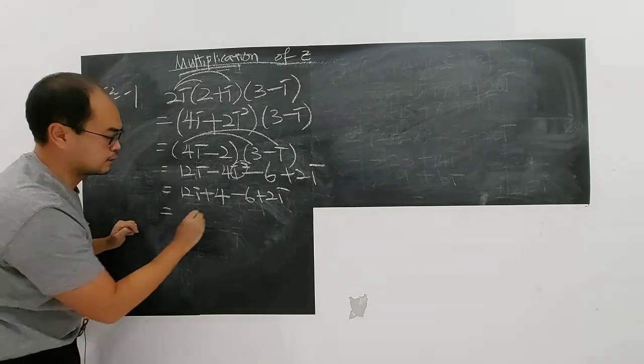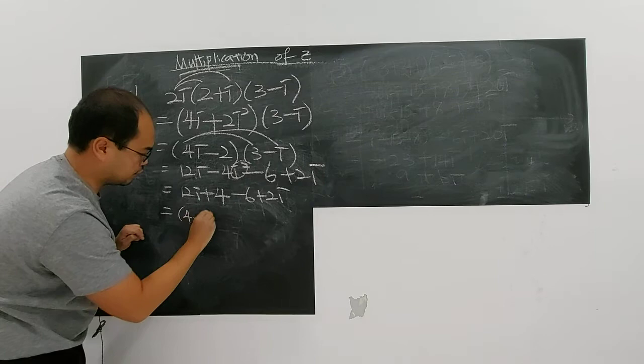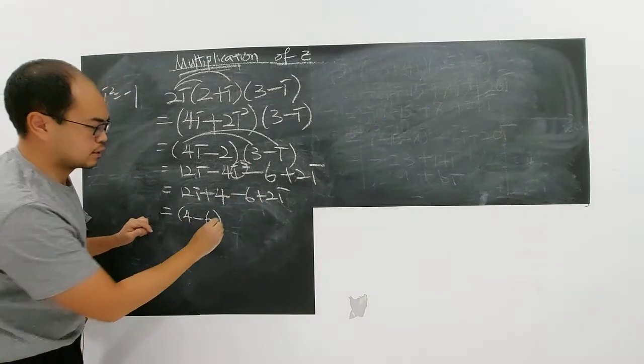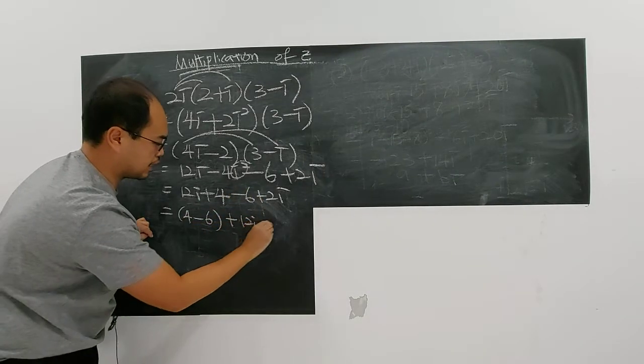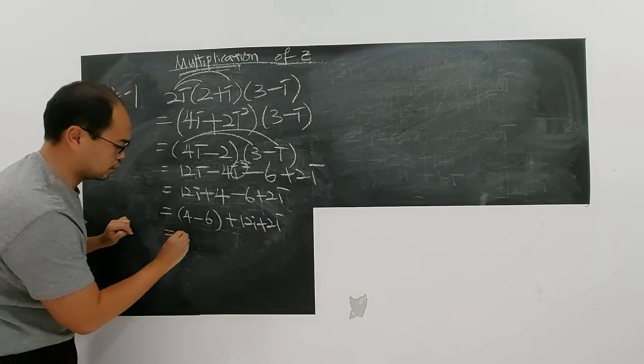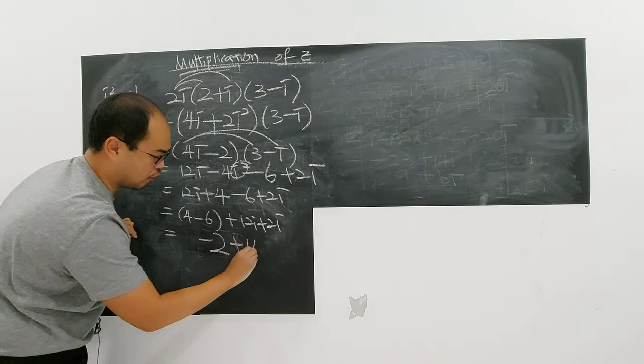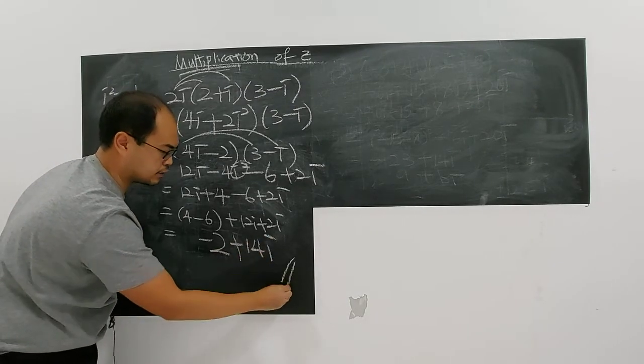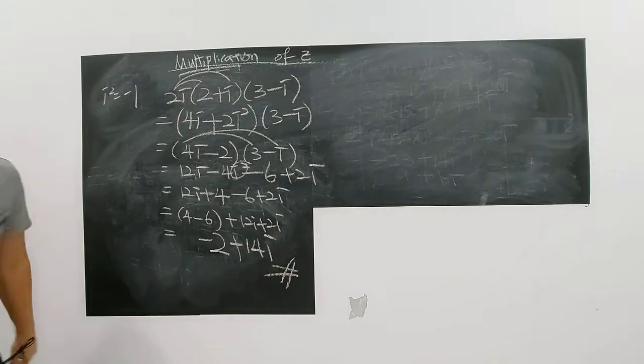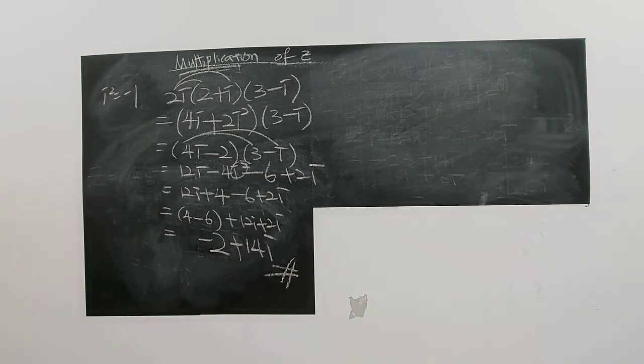So at last, group the real numbers together: 4 minus 6, plus 12i plus 2i. So what did you get? 4 minus 6, you get negative 2, plus 14i. You see? You will get a complex number also. So now, alright, I think that's all for multiplication. Hope you can understand. If you need practice now, practice makes perfect. So see you.